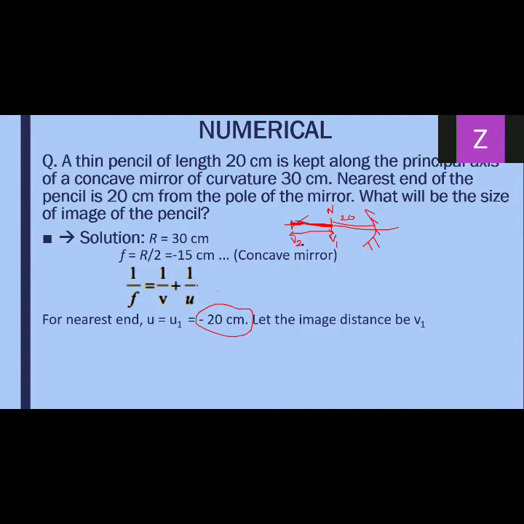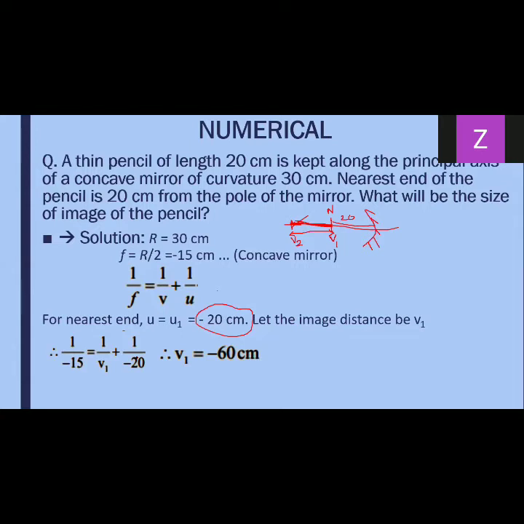Now moving forward, substituting the values, we get, in place of F, minus 15. Instead of V, we substitute V1, and instead of U, we substitute minus 20. I hope you are able to do the calculation. We are not going into the details of the calculation. You take the LCM, do cross multiplication, it's your choice. Changing the sides and so on, we get the value of V1 to be minus 60.